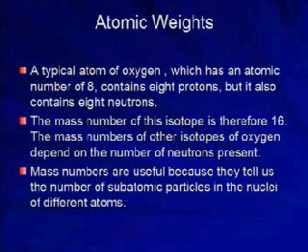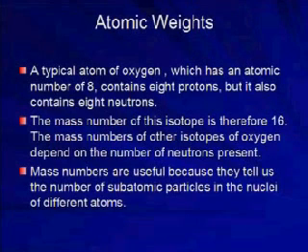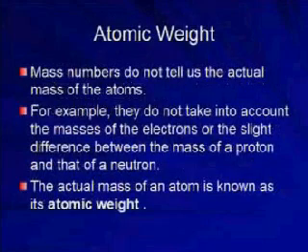Another term that you should become familiar with is atomic weight. A typical atom of oxygen, for example, which has an atomic number of 8, contains 8 protons but also contains 8 neutrons. The mass number of this isotope is therefore 16. The mass number of other isotopes of oxygen depends on the number of neutrons present. Mass numbers are useful because they tell us the number of subatomic particles in the nuclei of different atoms.